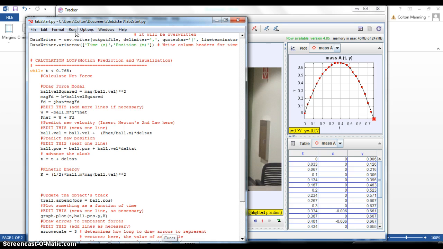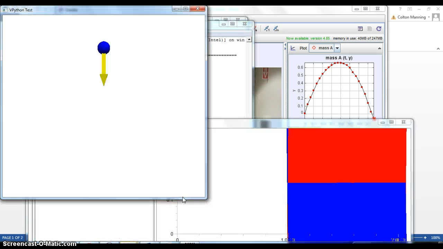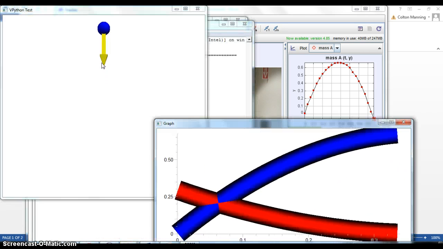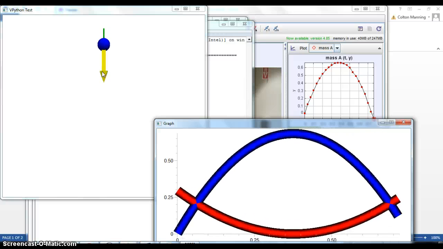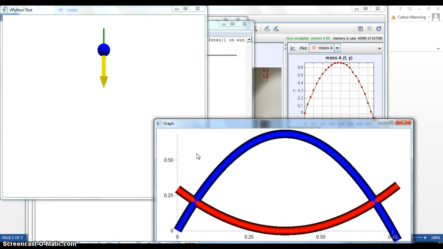So when we run our model, we see that the yellow arrow is the constant gravitational force acting on the ball as it moves through the air, while the blue line represents the position of the ball as time goes to 0.768 seconds. We see that it reaches a maximum height of about 0.65 meters, which is almost identical to that of the tracker data. And we see that the red line models the kinetic energy of the equation. It starts out as non-zero because it is being calibrated right after I release the ball at its first instant.